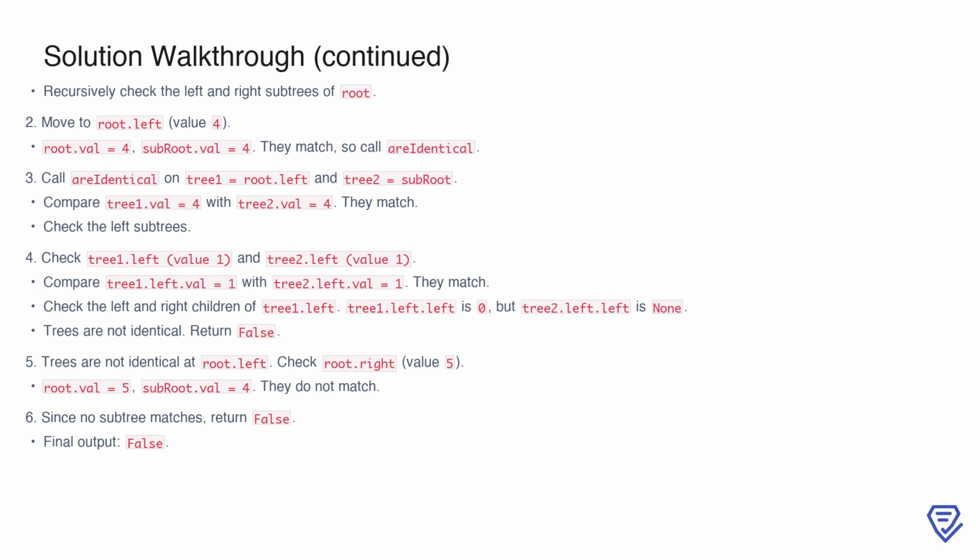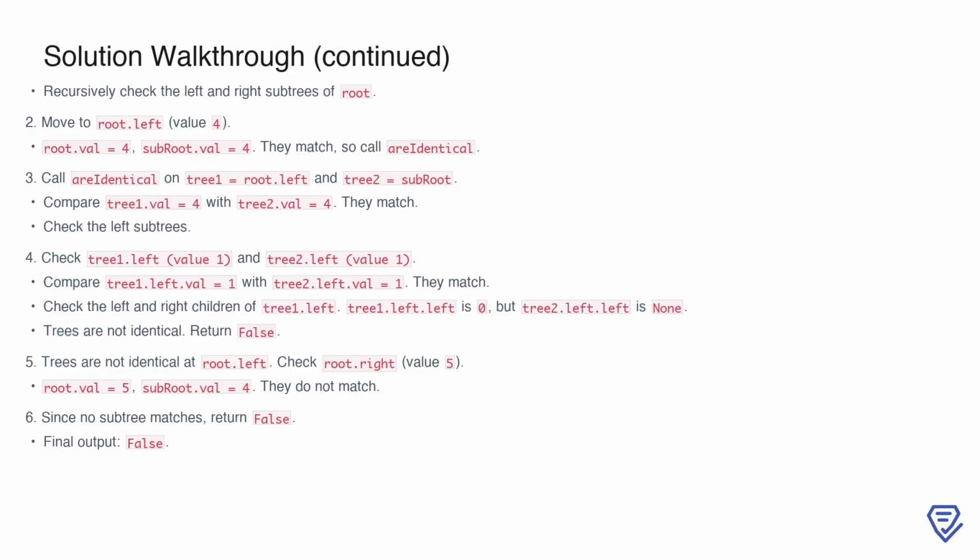Here, the root tree is 3, 4, 5, 1, 2, null, null, 0, and the subroot tree is 4, 1, 2. Starting at the root of the root tree, which has a value of 3, we compare it to the root of subroot, which has a value of 4. These values do not match, so we check the left and right subtrees of the root. Moving to the left child of root, which has a value of 4, we see that it matches the root of subroot. We then call the are_identical function to check if the trees rooted at these nodes are identical.